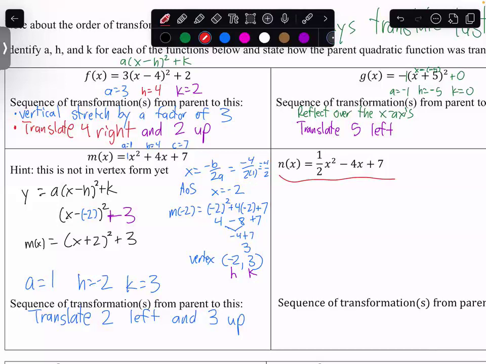Okay, so this is in standard form, there are no parentheses. But in order to know the transformations, we want vertex form. So it goes from this form to this form. Our first step would be the formula.